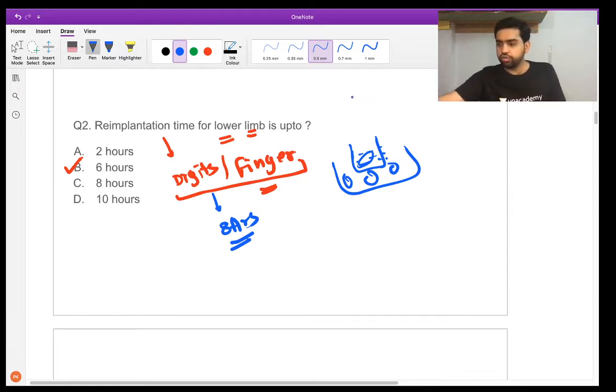So this is how you transport any amputated finger or whatever to a particular location. If you want to transport an amputated finger from the site of accident to, let's say, a hospital or a casualty, how do you transport it? You put the finger into a plastic bag containing normal saline. You put this bag inside a container which contains ice, and then you transport this container. Okay, so this is about this particular question, reimplantation time.